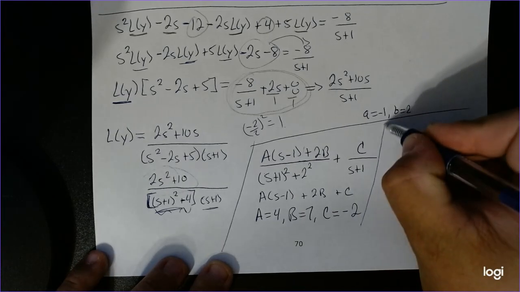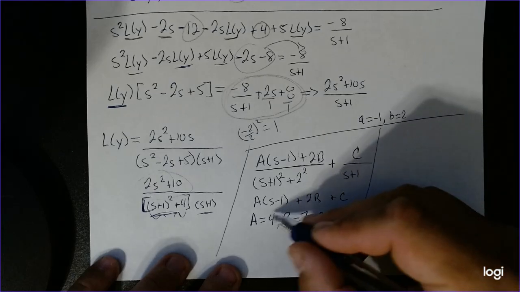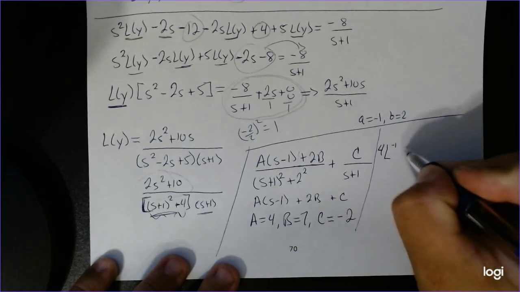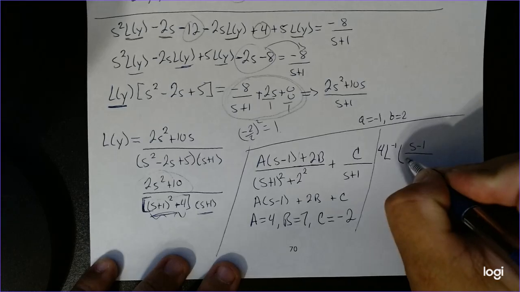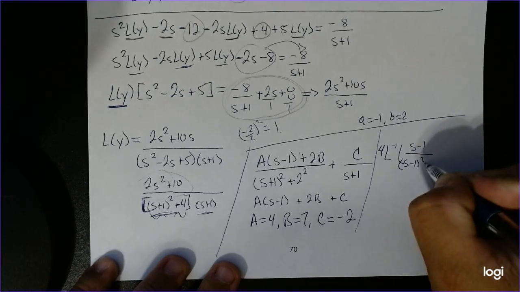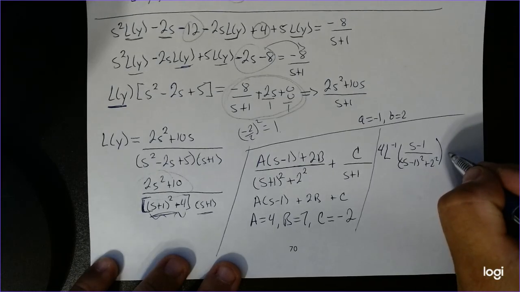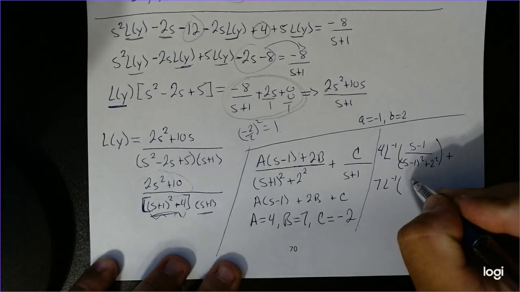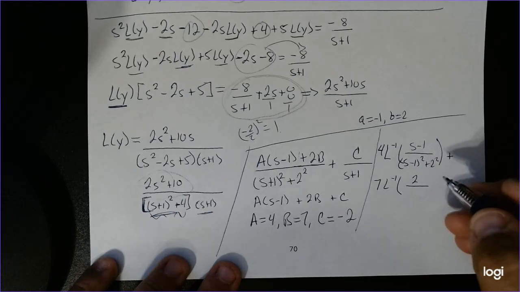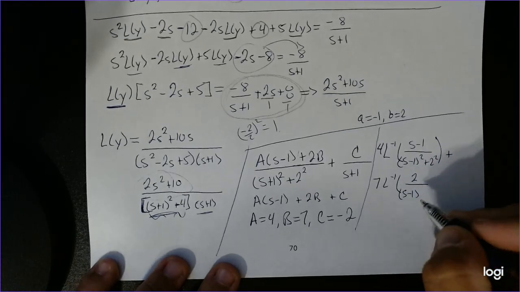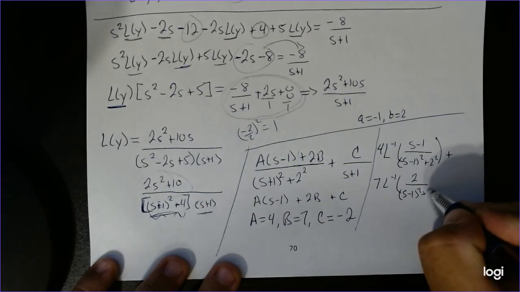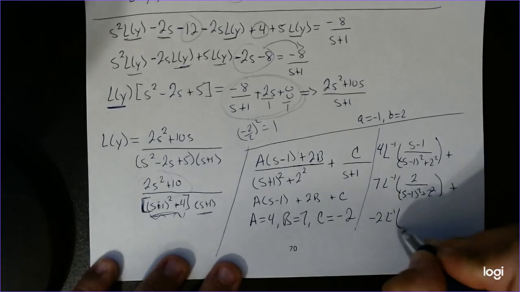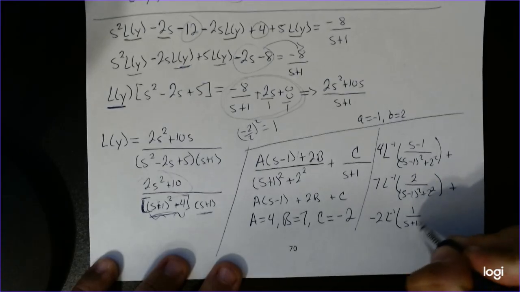So, how do we do this inverse Laplace stuff? Going back to our process, there will be a 4 on the outside. And now we want to find the inverse Laplace of s minus 1 over s minus 1 squared plus 2 squared, plus the B part, which is 7, so 7 times the inverse Laplace of just 2 over that exact same portion. Oh, yeah, this should have been minus. Yeah, there you go. And then plus the C part, negative 2 times the inverse Laplace of just 1 over s plus 1.